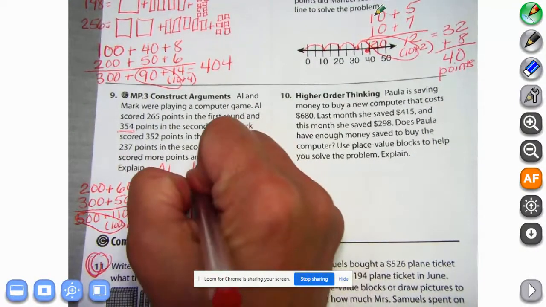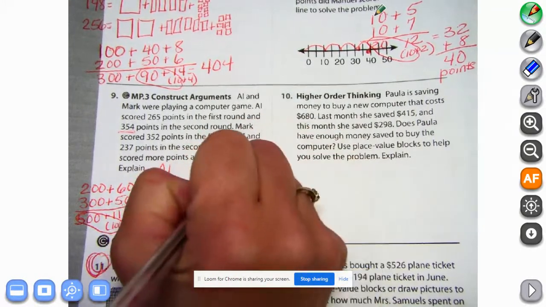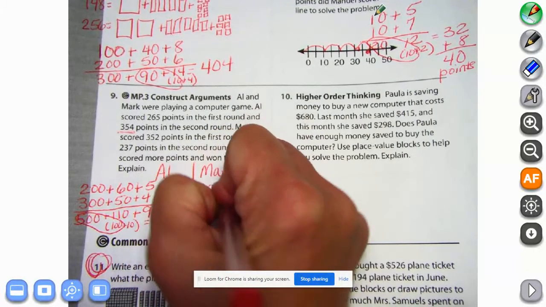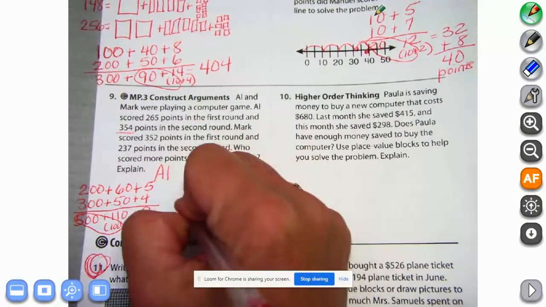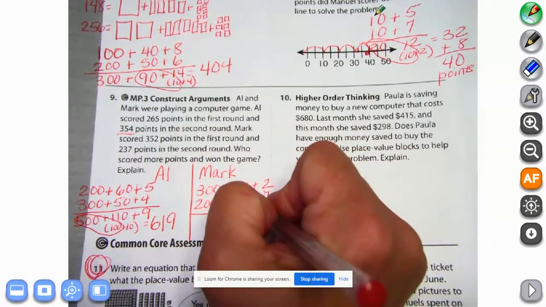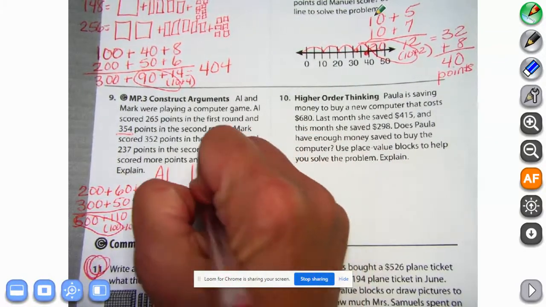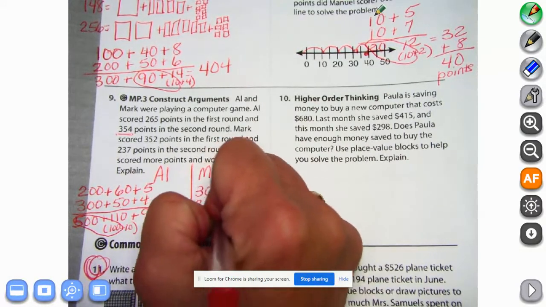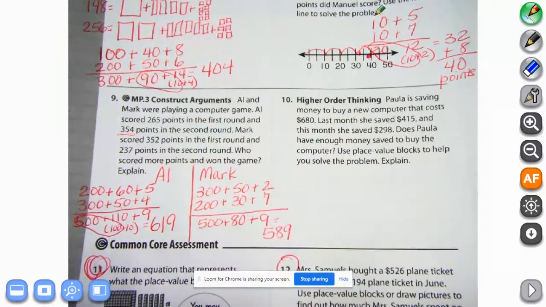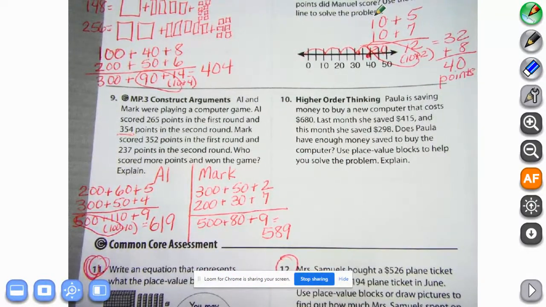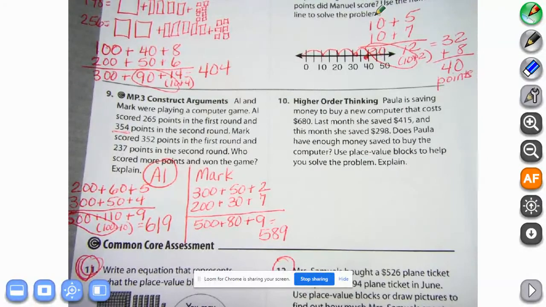Mark has 300 plus 50 plus 2, 200 plus 30 plus 7. Those are his points. 2 plus 7 is 9. 50 plus 30 is 80. 300 plus 200 is 500. So we have 589. So who won? Who had the most points? Al had the most points, and Al won the game.